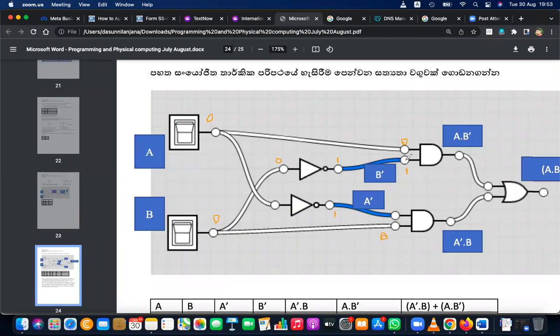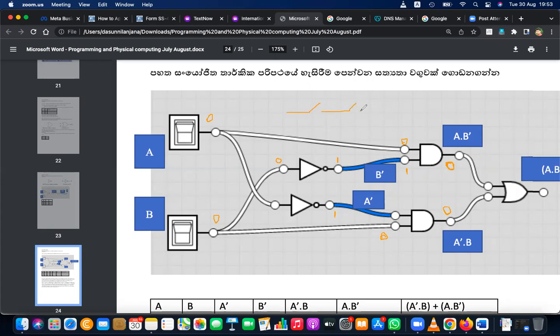0, 1 from AND gate. What is the output? 0. Because for an AND gate, both must be 1. If one is 0, this will become 0. Here, 1, 0 from AND gate. What is the output? 0. If both are 1 only, this is 1. If this is 1, this is 0, then this is 0. If even one is 0, the output is 0.